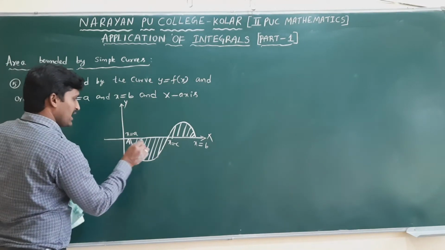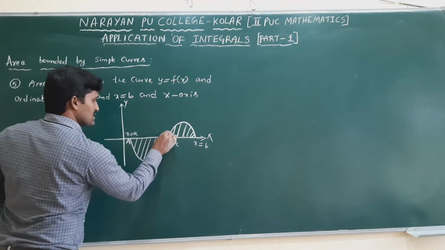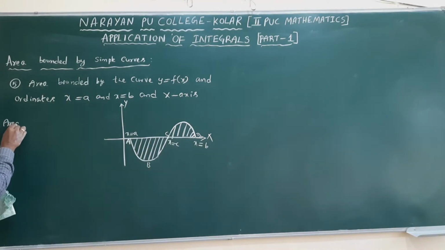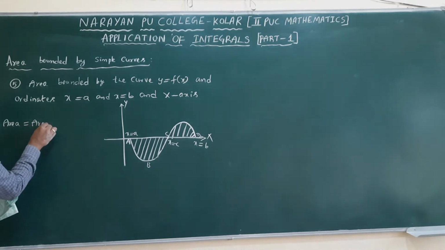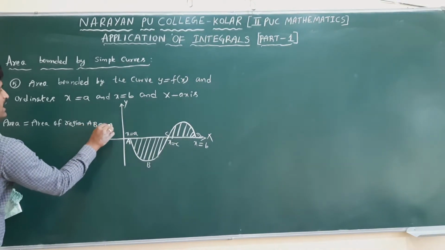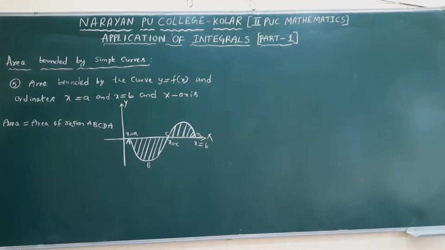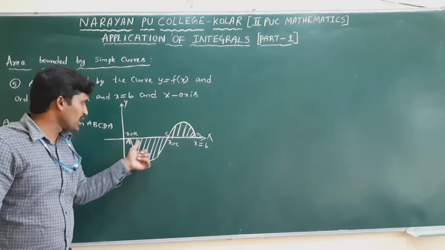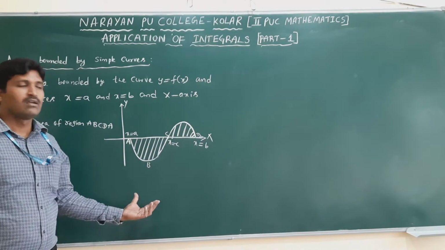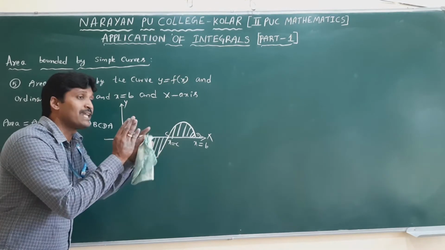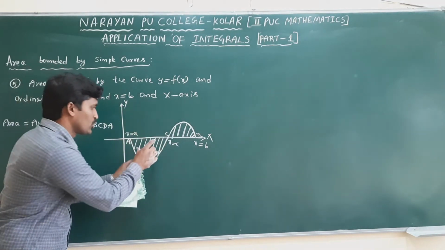What is the area from A, B, C, D? So we need to find the area of the region ABCDA, the closed part. But this region is splitting into two parts. The reason we don't directly take from A to B is that the nature of the curve is not the same. From A to C it is below the x axis, and from C to B it is above the x axis. The nature is different, and that means we need to find the areas separately and add them. It is divided into two parts.